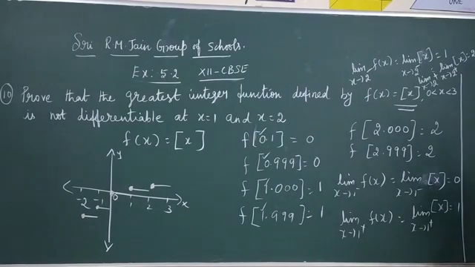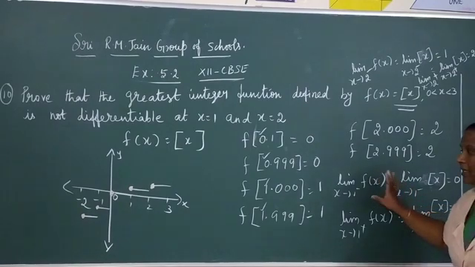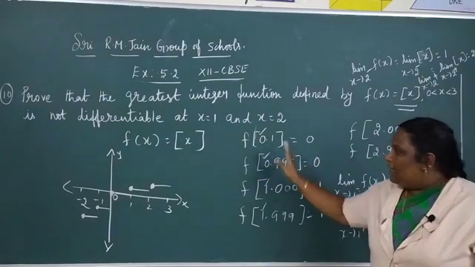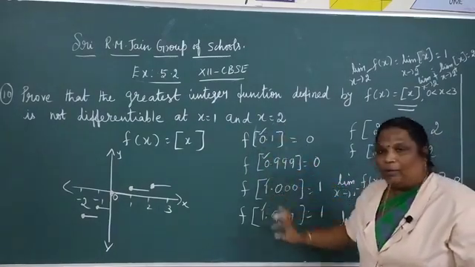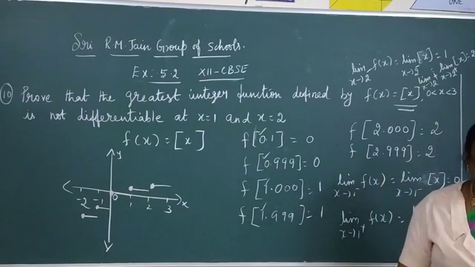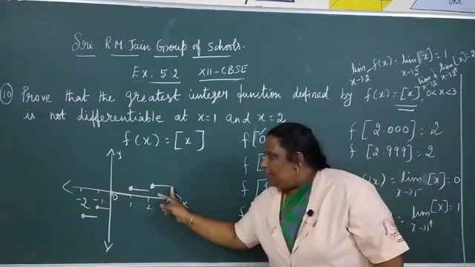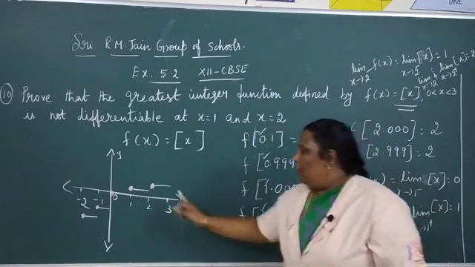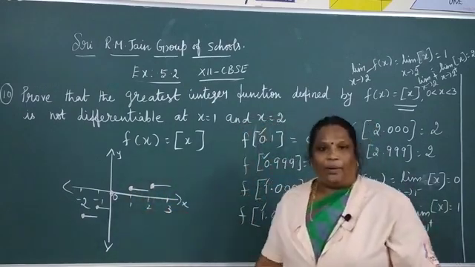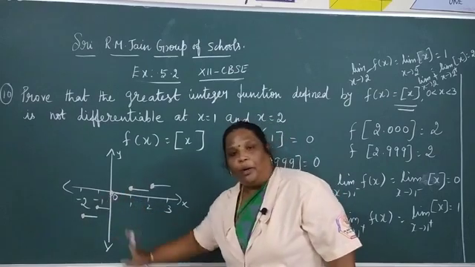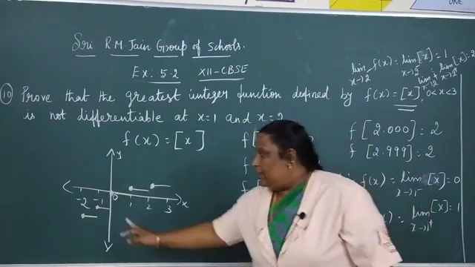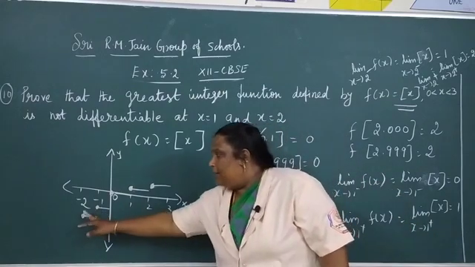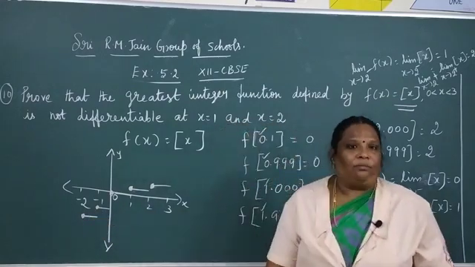Once again I repeat, see here. f of 0.1, you can think about this value alone, before the decimal point. It is an integer, so 2 to 3, it approaches to 2. 2 to 1, it approaches to 1. 1 to 0, it approaches to 0. The same way 0 to minus 1, it approaches to minus 1. Minus 1 to minus 2, the value is minus 2.